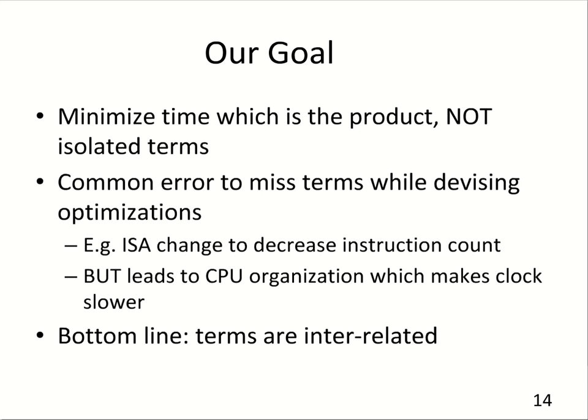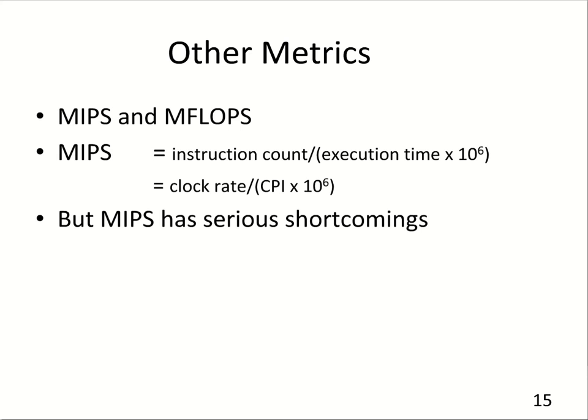Now, our goal, of course, is to minimize the time, which is the product of these three terms, not the isolated terms themselves. This is very important to remember because it's a common error to actually miss terms while devising optimization. So, for example, you might make an ISA change to decrease the instruction count, but that ISA change will actually lead to a CPU organization which is very difficult to design with a high clock frequency, so ultimately you end up with a slower clock frequency. So the bottom line here is these terms are interrelated, and you have to be very knowledgeable in all three in order to make the right trade-offs and right decisions in each one.